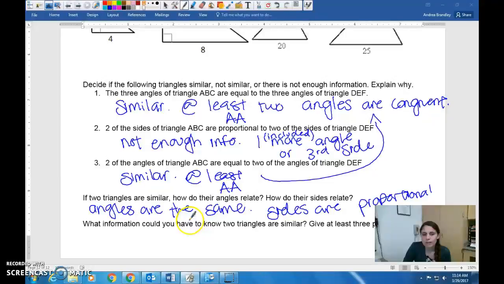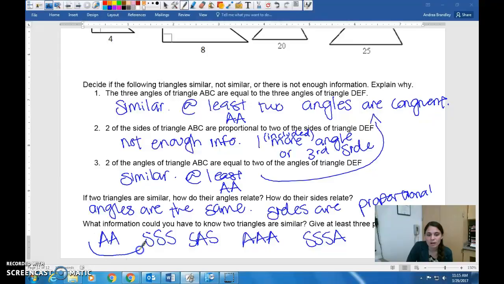And then the last question, what information could you have to know 2 triangles are similar? Give at least 3 possibilities. Well, I could know that 2 of their angles are the same, and that would be good enough. I could know that all 3 sides are proportional, and that would be good enough. I could know that a side, the included angle, and a side are the same, and that would be enough. I could also know that all 3 angles are the same, and that would be enough. So these are like the minimum of what you need to know, but you could have even more information and figure out that 2 triangles are similar.